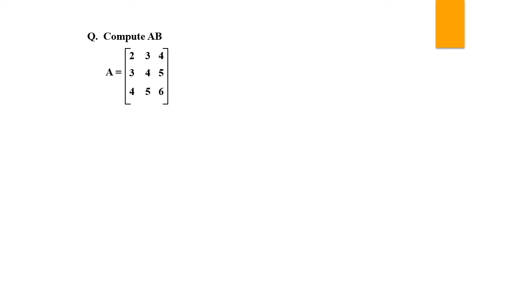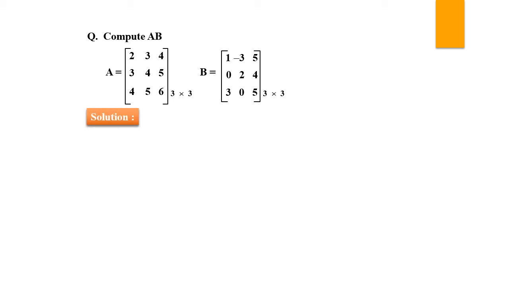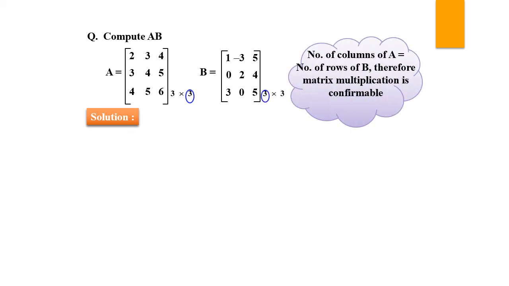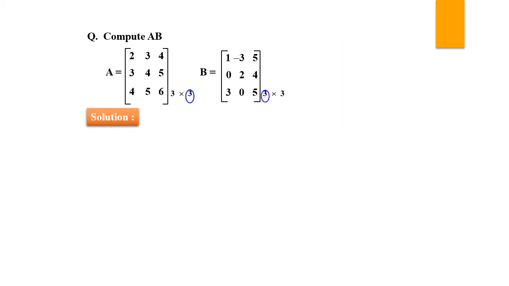Consider another example. Compute A into B for the matrices A equal to 2, 3, 4, 3, 4, 5, 4, 5, 6 of order 3 cross 3, and matrix B equal to 1, minus 3, 5, 0, 2, 4, 3, 0, 5. So you can see the order of both the matrices A and B are the same. The number of columns of A is equal to the number of rows of B, and the resultant matrix will have the order 3 cross 3.